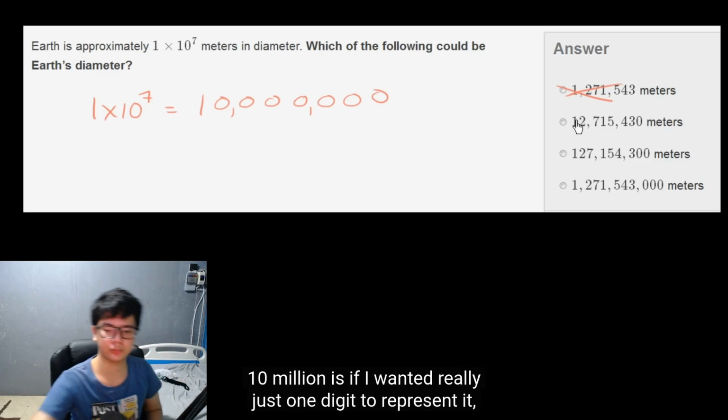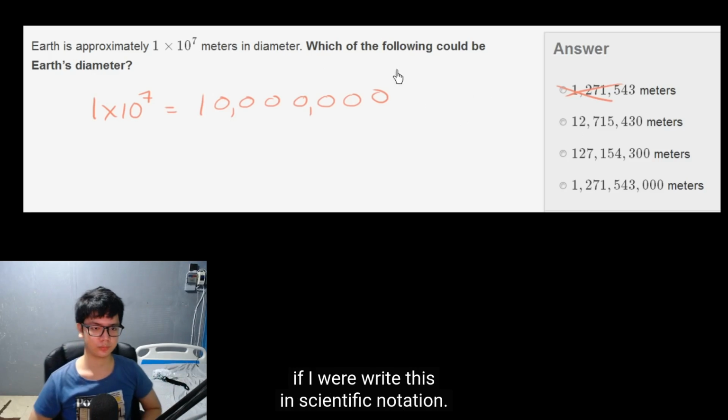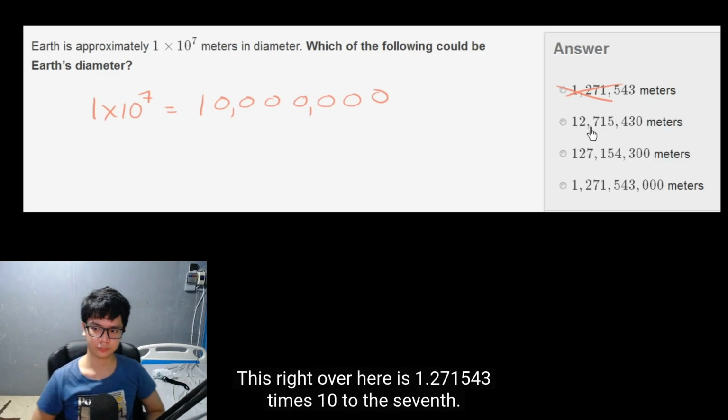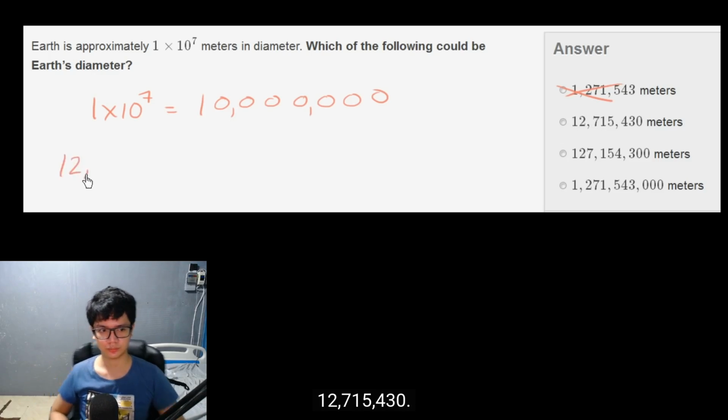10 million is if I wanted to really just like one digit to represent it, if I were to write this in scientific notation. This right over here is 1.271543 times 10 to the 7th. Let me write that down.